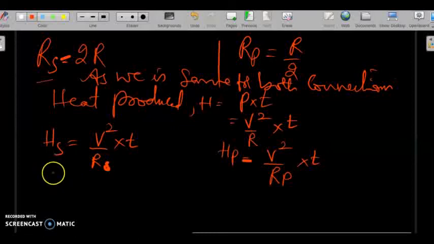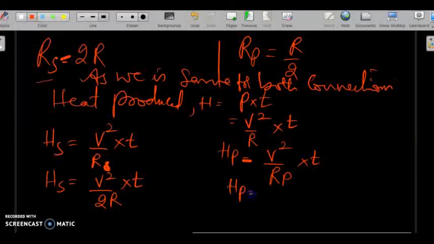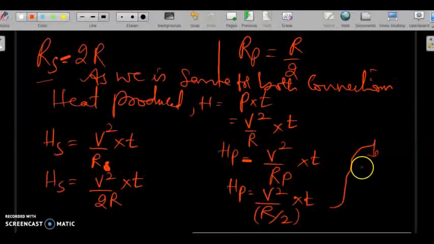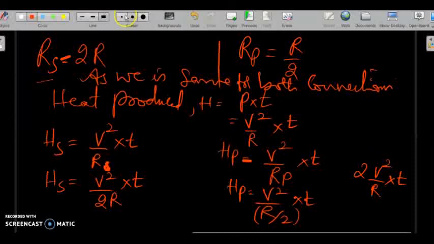So Hs equal to V square by, what is Rs? 2R, 2 times R, into T. And Hp equal to V square by R divided by 2, into T. So that will become 2 into V square by R into T. So that is Hp.